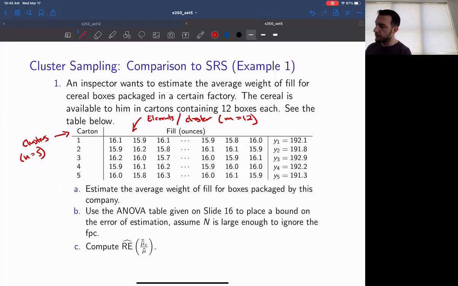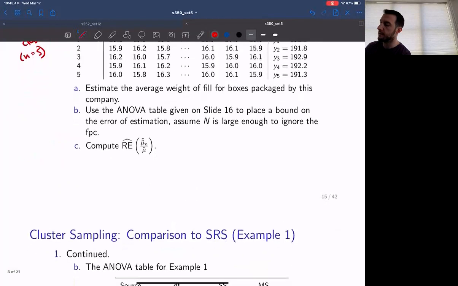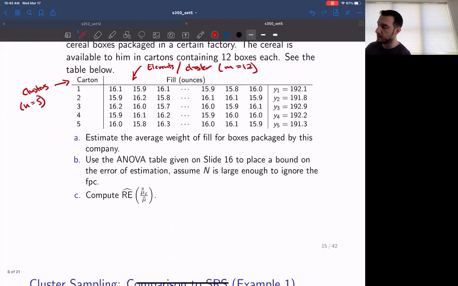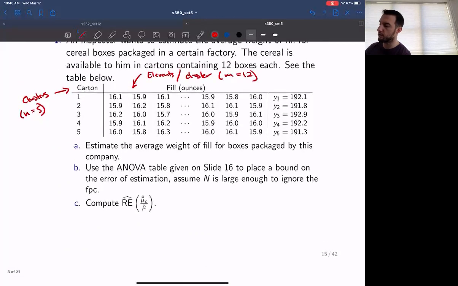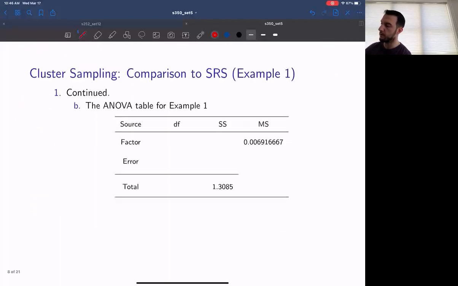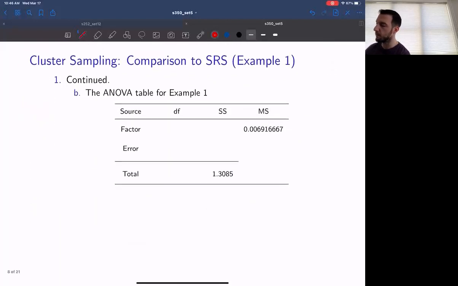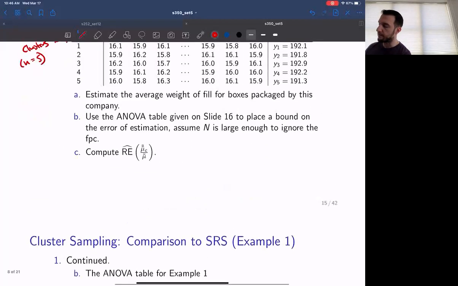Okay, so in part A, we want to estimate the average weight of fill for boxes packaged by this company. So we just want to estimate the average. In part B, we're going to use the ANOVA table given on slide 16 to place a bound on the error of estimation. Assume n is large enough to ignore FPC. So here's our ANOVA table, and we want to utilize this to bound the error of our estimate for the mean. And then in part C, we want to compute the relative efficiency of mu double tilde C to mu tilde.